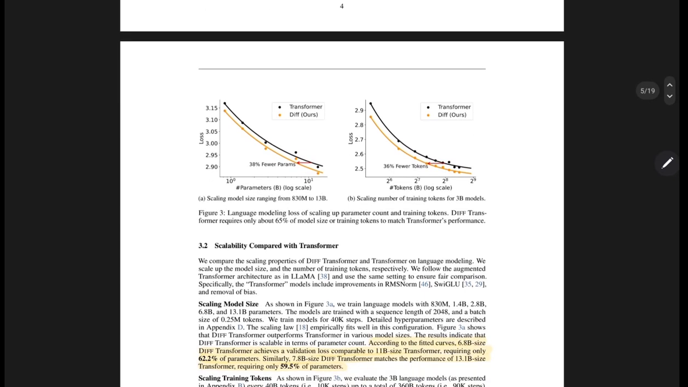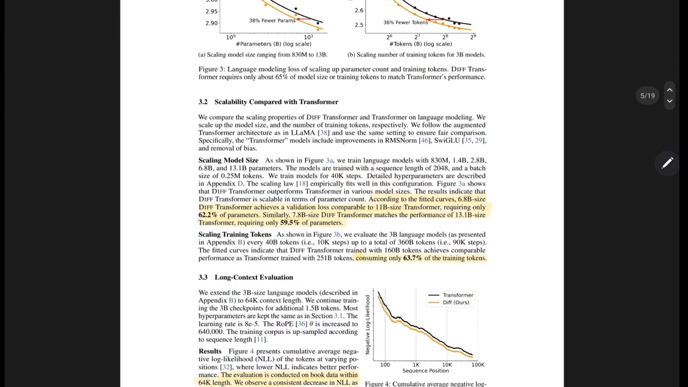So what can we conclude from here? The differential transformer only requires 65% of model size or training tokens to match the original transformer performance. Big thing, right? Really big thing. Now, according to the fitted curves, what are they saying? A 6.8 billion size differential transformer achieves a validation loss comparable to an 11 billion transformer, requiring only 62.2% of the parameters. Similarly, the 7.8 billion matches the performance of the 13.1 billion, requiring only 59.5%.